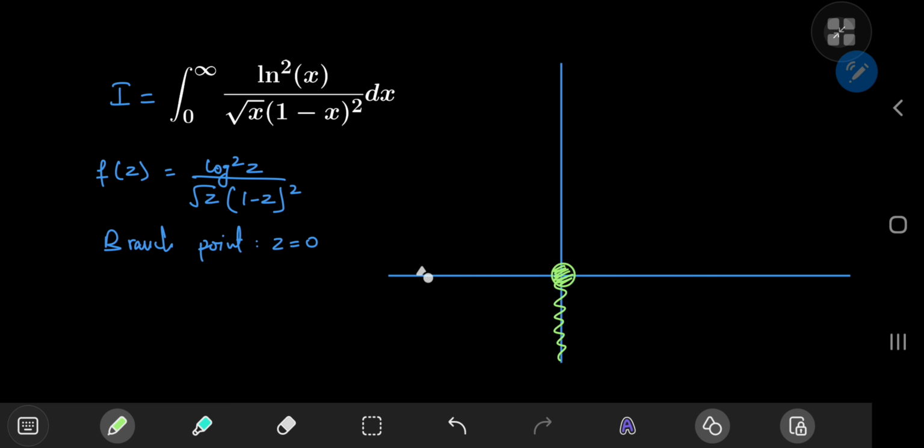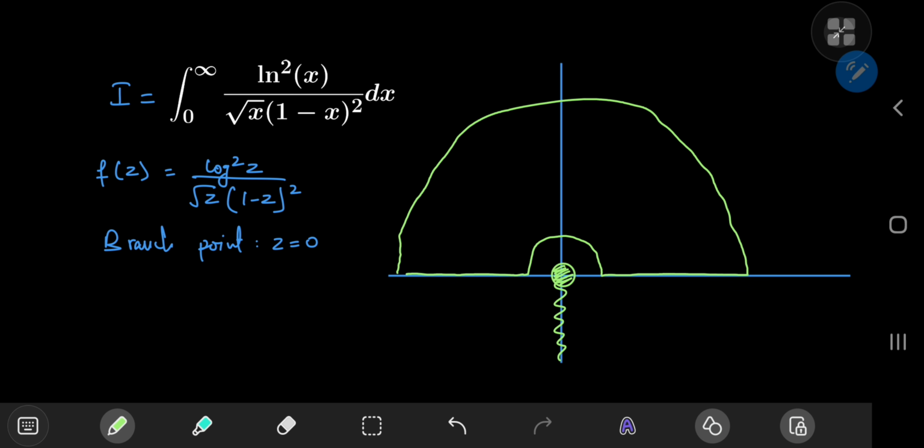So we traverse the negative real axis first and then skip around our branch point. We continue along the positive real axis and then loop back using this big semicircle. Okay, that's not a bad drawing. It looks rather nice indeed.